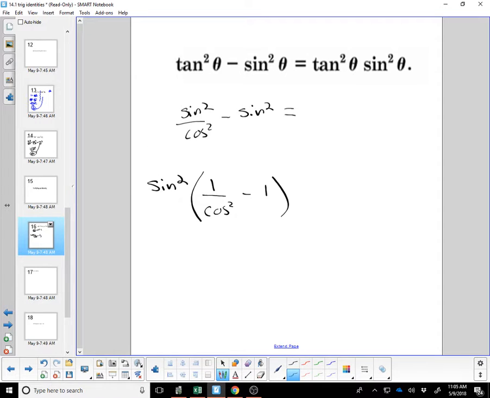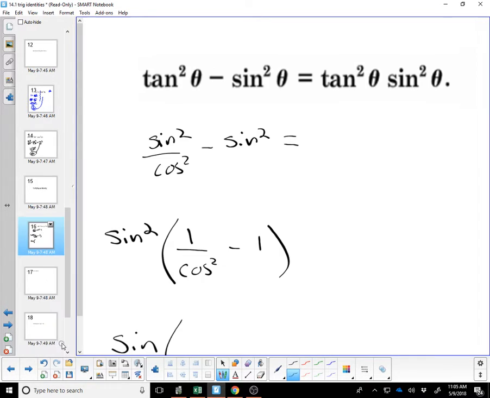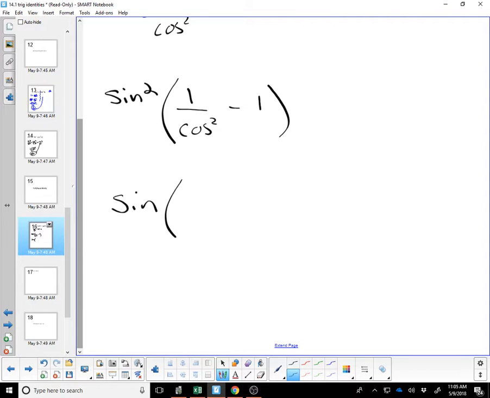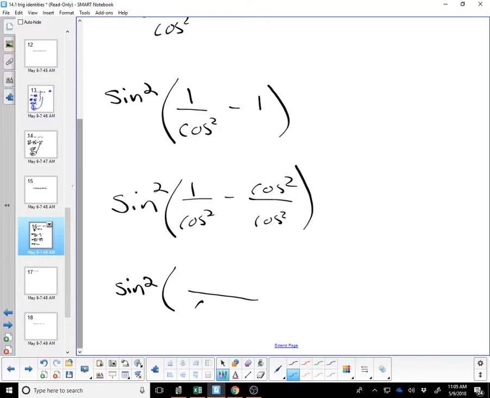So here's what we got. I've got sine squared. This is going to become a denominator of cosine. Oh no, I don't want to do that yet. Big screen, you guys can see what I'm doing. I'm already thinking ahead. I'm going to go 1 over cosine squared minus cosine squared over cosine squared. You guys cool with that? So now I have sine squared, my denominator is cosine squared, and then the numerator, I've got 1 minus cosine squared.